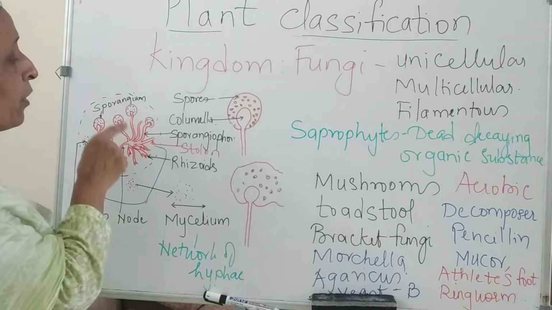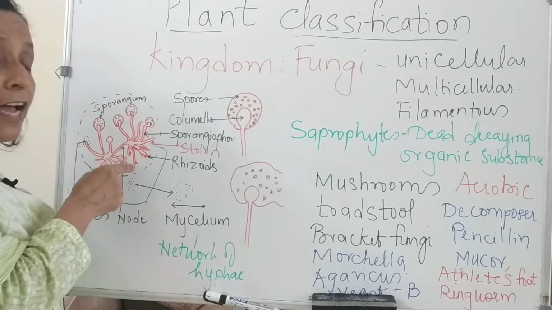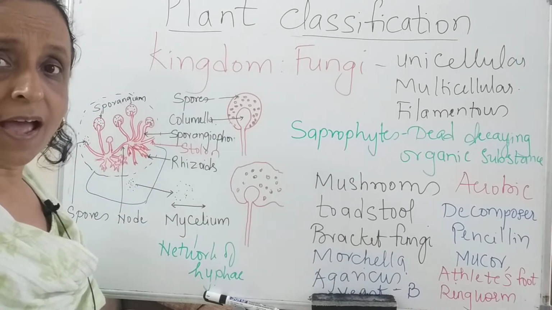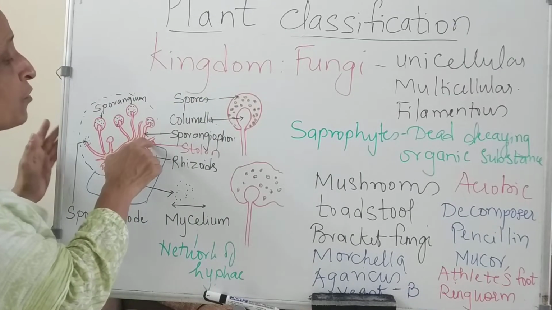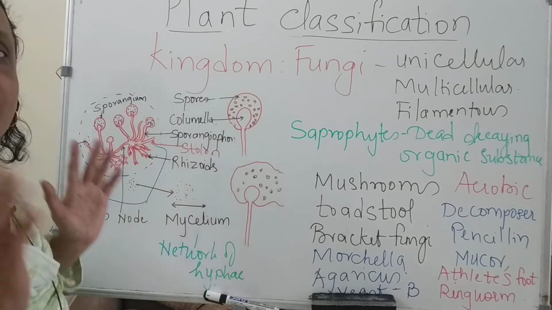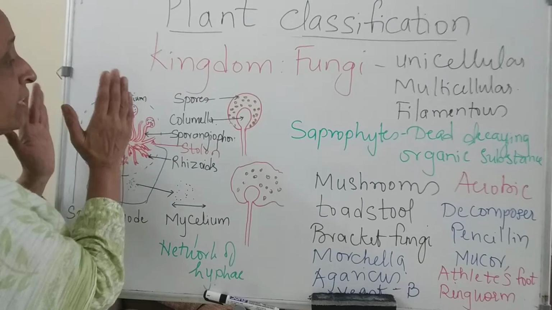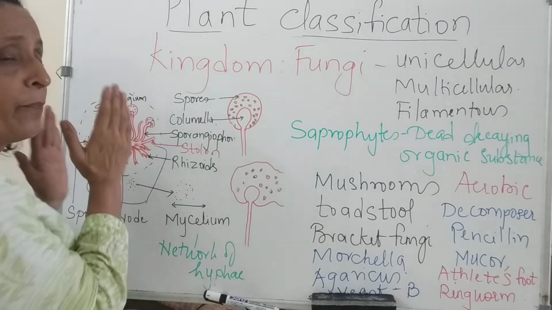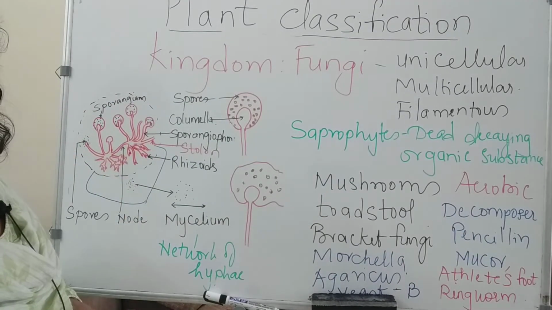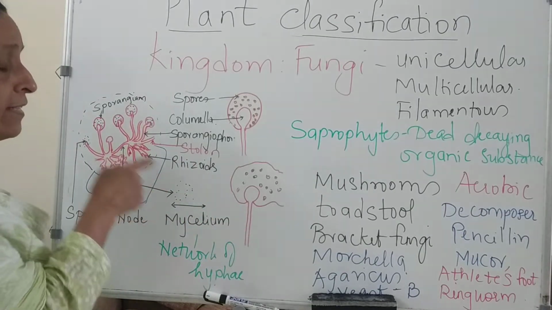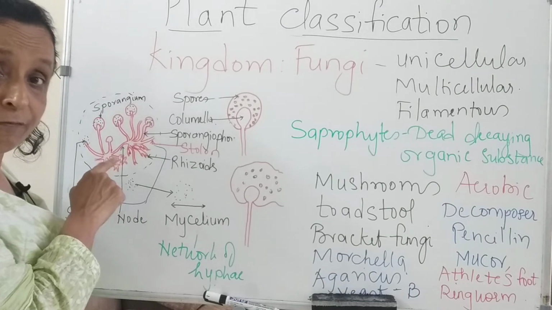And this reproductive structure gives rhizoids, root-like structures downwards. And on the side it gives stolon. So here this is the structure of bread mold. The fungus which grows on the bread is this fungi.